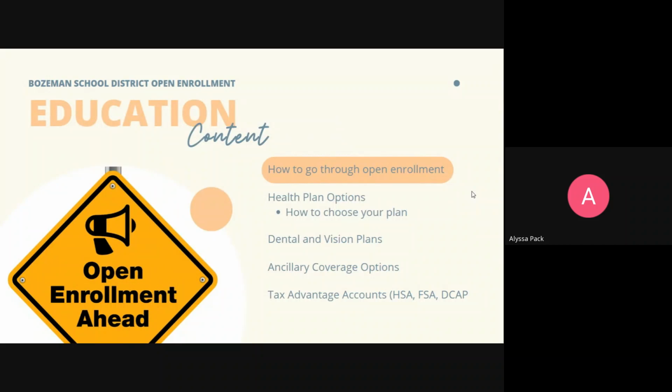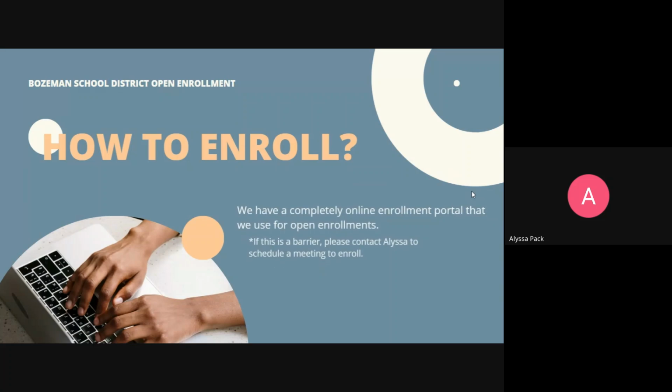Right now, we're just going to start with how to go through open enrollment. So we utilize an online platform called Employee Access that we'll use for open enrollments. If this is a barrier, please contact me and we can schedule a meeting to overview, or there will be 2 open house events throughout open enrollment where you can come on site at Wilson and we can do it together.